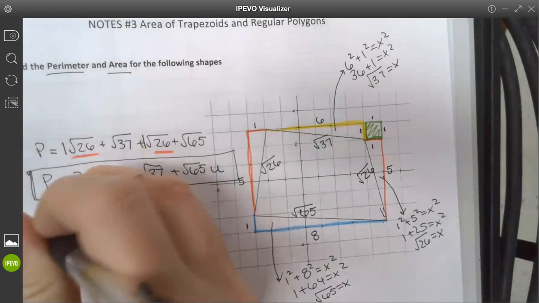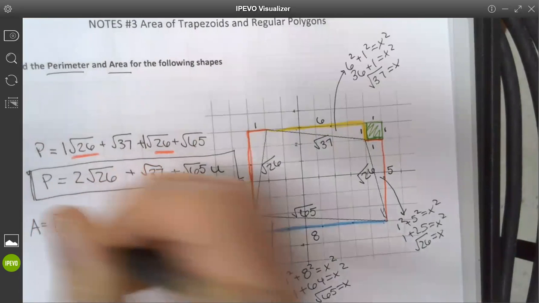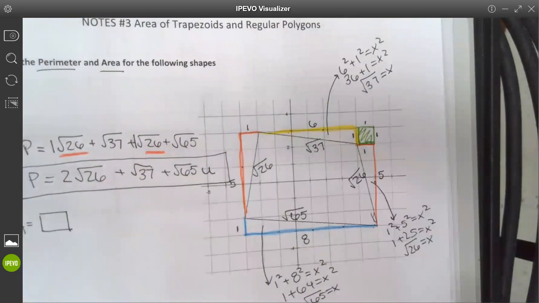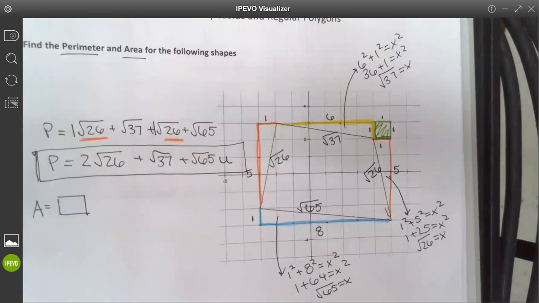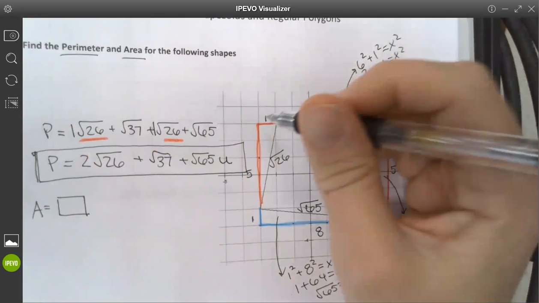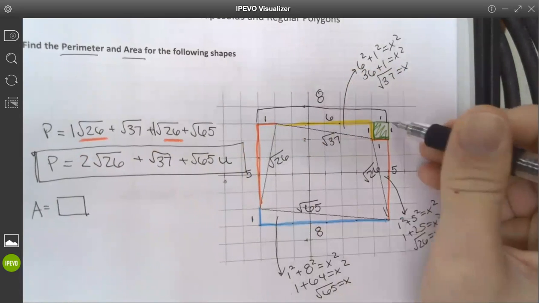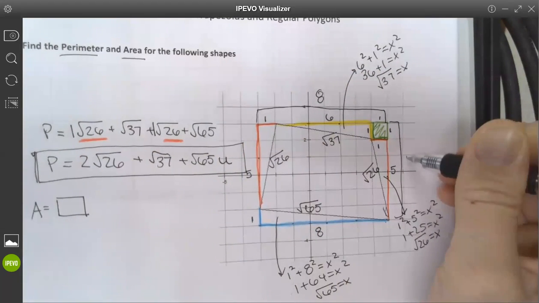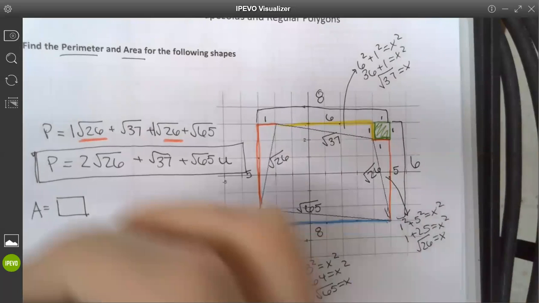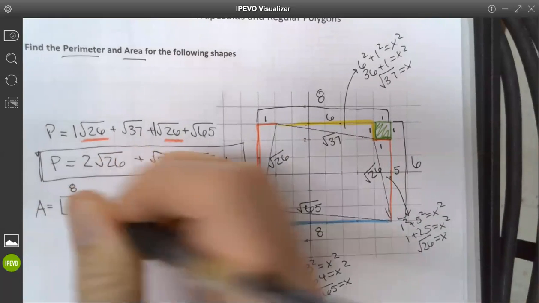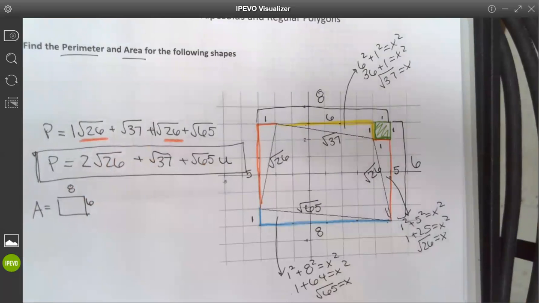To find my area, I box this shape in. What size is the box I created? An 8 by 6, exactly. I have 1 plus 6 plus 1. I have 8 total units here, and 1 and 5, 6 units there. It is an 8 by 6 rectangle that I've created.